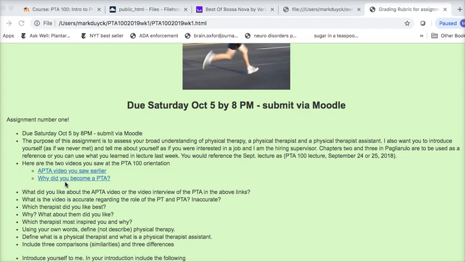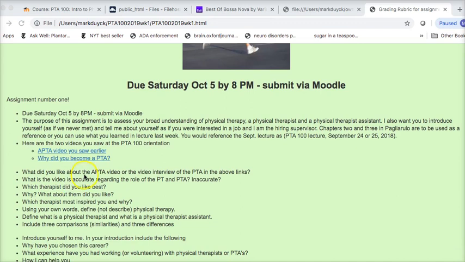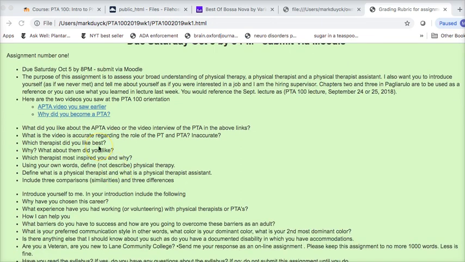Now, what you want to take away from this is I'm not looking for a real long assignment that is thousands and thousands of words. I want you to keep it succinct, but you also don't want to over or understep what you are expected to do. And that's important. So just a few sentences on what did you like about the video above, the APTA video, right? And what in the video was accurate regarding the role of the PT and PTA? Which therapist do you like best? And what do you like about them? A brief sentence or two.